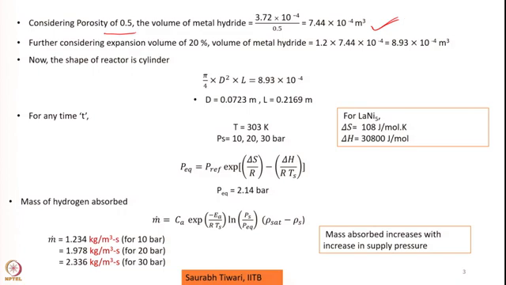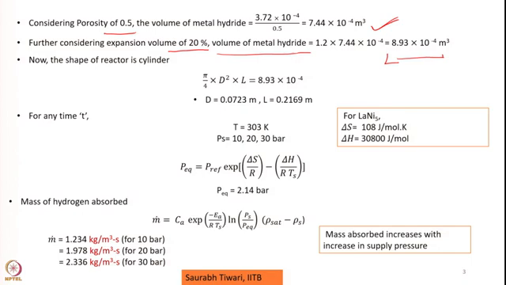Now, in the last lecture we studied that when the hydrogen is absorbed inside the metal hydride reactor, there is expansion of the metal hydride also. To compensate for that expansion, we have to provide an expansion volume inside the metal hydride reactor, which is 15 to 25%. In this example, we are assuming this expansion volume as 20%. So the volume comes out to be 8.93 into 10 raised to power minus 4. This is the final volume of the metal hydride reactor required to hold the metal hydride with a porosity of 0.5 and after providing an expansion volume of 20% also.